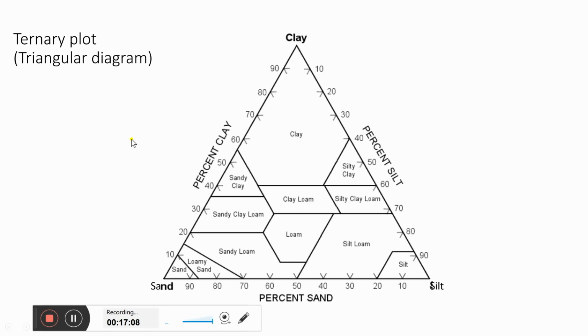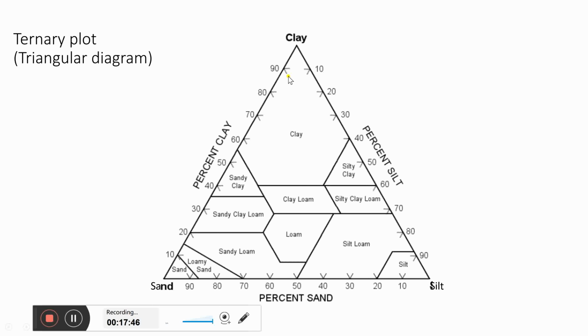Okay, next important step is how to plot these data, how you can plot the composition in a particular rock. And for that, the ternary plot or triangular diagram is very important to understand. First of all, let's observe that at the top it is clay, on the left corner sand, and on the right corner silt, and their percentage is varied relatively.